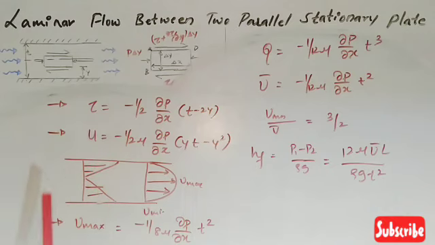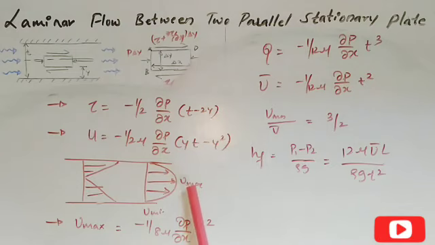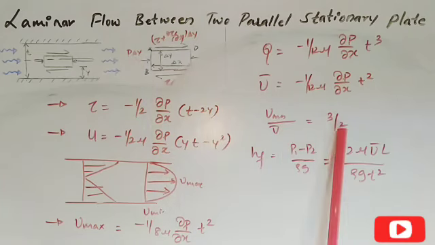The shear stress distribution varies in a linear manner, whereas the velocity distribution is parabolic in nature. The maximum velocity is observed at the center of the flow, whereas the minimum velocity is observed at the wall side. The shear stress is maximum at the wall side and minimum at the center of the flow. Then the ratio of u max by u bar is 3 by 2.